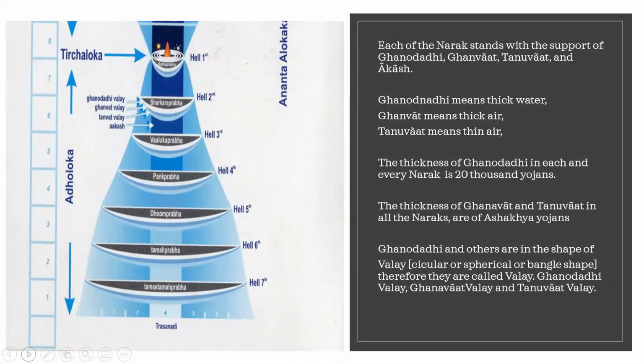So if you are going from top to bottom, let me use a laser pointer. You will first see the Bhumi of Ratnaprabha, then you will see the Ghanodadhi Valai. Just below Ghanodadhi Valai, you have got Ghanvat Valai. Below Ghanvat Valai, you have got Tanvat Valai. Below Tanvat Valai, you have got Asankhya yojans of Akash. And again, the Bhumi of the Narkava starts. So that is how you have to imagine it for each of the seven Naraks.